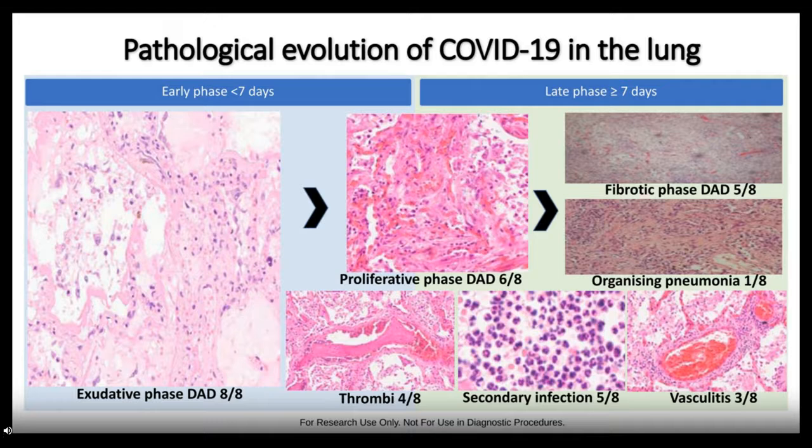In terms of their fundamental pathological analysis, all of those patients had evidence of diffuse alveolar damage in their lungs. As we go from the early patients to the late patients, we see increasing evidence of the proliferative phase, alveolar damage, fibrotic phase in 5 out of 8 patients. We saw evidence of organized pneumonia in 1 out of 8 patients. And looking more closely, we see thrombi in 4 out of 8 patients, evidence of secondary infection in 5 out of 8, here shown neutrophils in the lungs, and vasculitis in 3 out of the 8 patients.